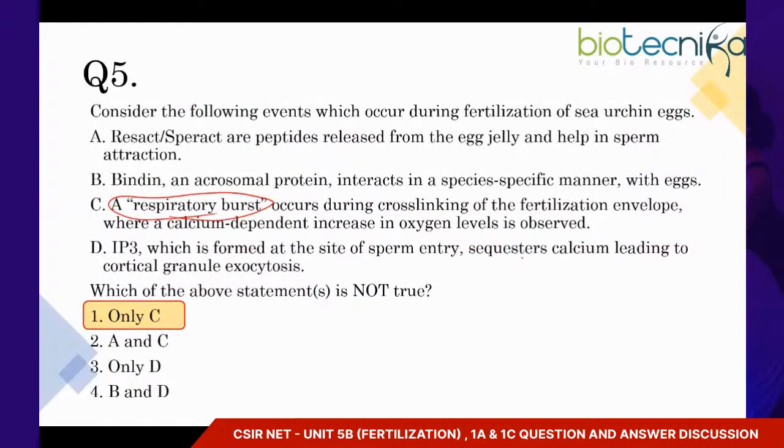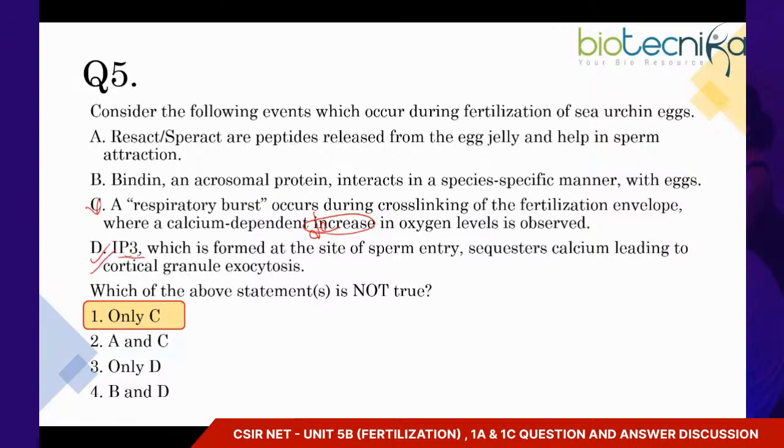Okay, but see what is written. So this part is correct. Fertilization, a respiratory burst occurs during cross-linking of the fertilization envelope. This part is correct. But what is there, where a calcium dependent increase in oxygen level is observed? If respiration is happening, how will your oxygen level increase? It is calcium dependent also because all this process is achieved by calcium increase inside the cytoplasm only. But how will it cause an increase in oxygen if respiration is happening? Because it will be aerobic respiration only, correct? So the only word which is wrong here is increase. It actually should be decrease. Okay, right? So this is wrong.